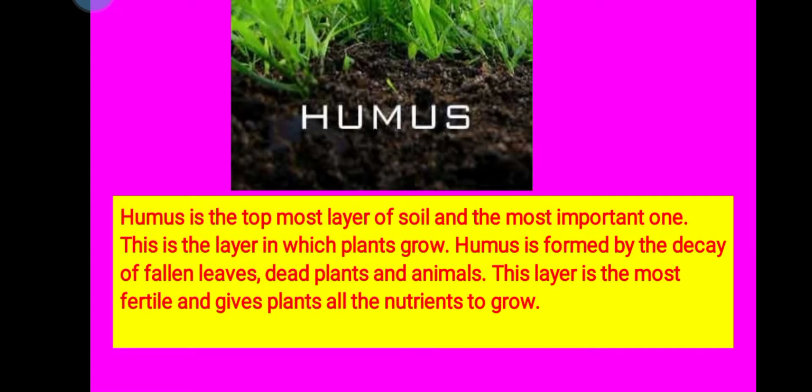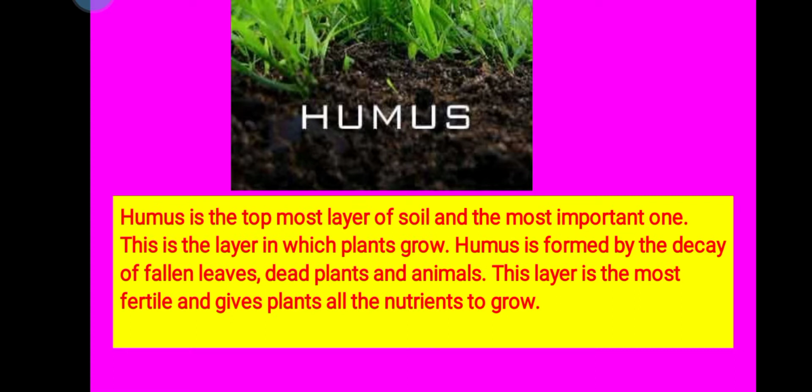Humus. Humus is the topmost layer of soil and the most important one. This is the layer in which plants grow. Humus is formed by the decay of fallen leaves, dead plants and animals. This layer is the most fertile and gives plants all the nutrients to grow. So, when you see plants growing, that layer, the top level, is called humus.